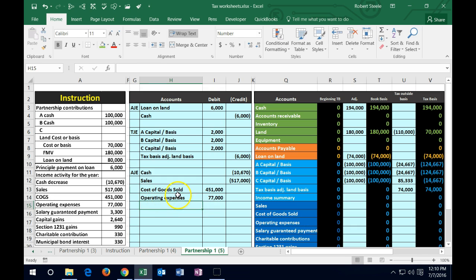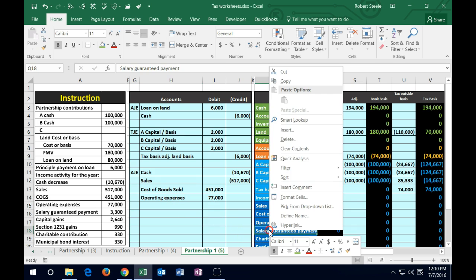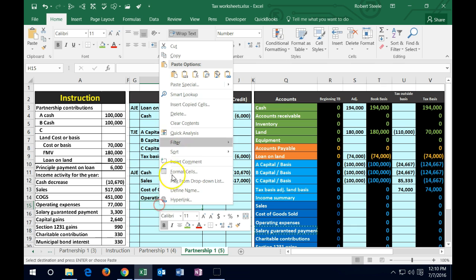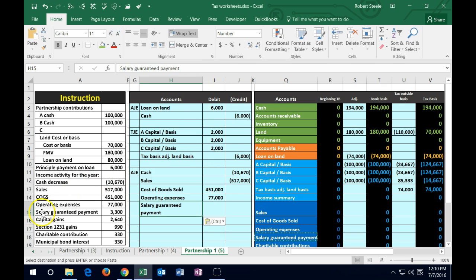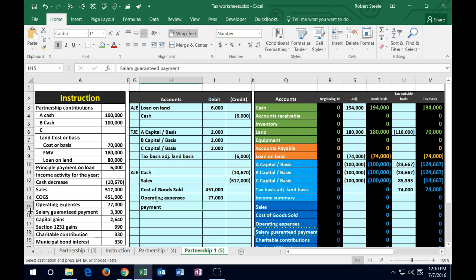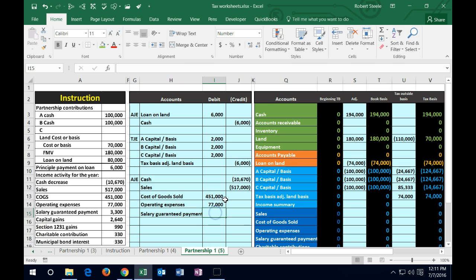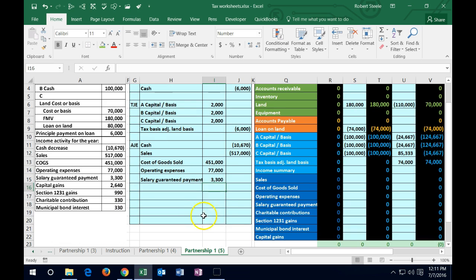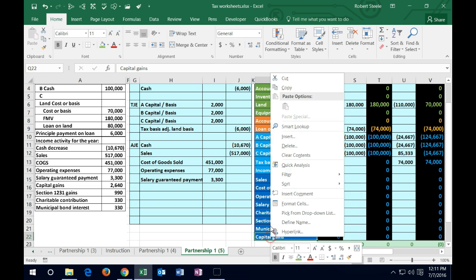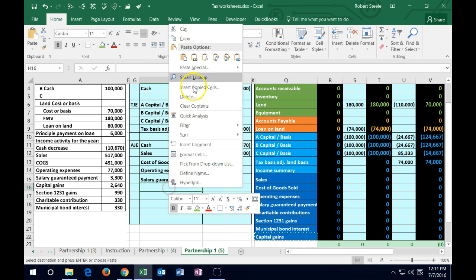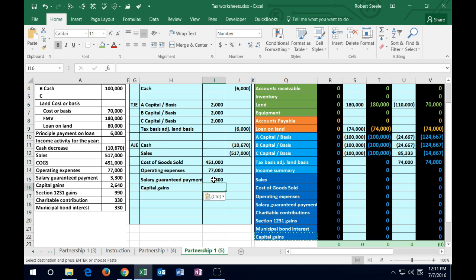Guaranteed salaries. So we're going to say guaranteed salaries. Salaries guaranteed. Use that. Okay, I don't need it to wrap here. All right, guaranteed salaries is going to be 3,300, and then we've got the capital gains. So capital gains, it's a little bit out of order. So capital gains is going to be here, and that's going to be for 330. No, that's going to be for gains. It's a gain, not a loss, of 2640, and then we got section 1231.